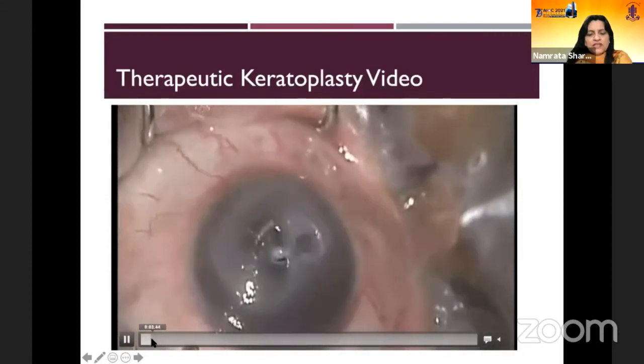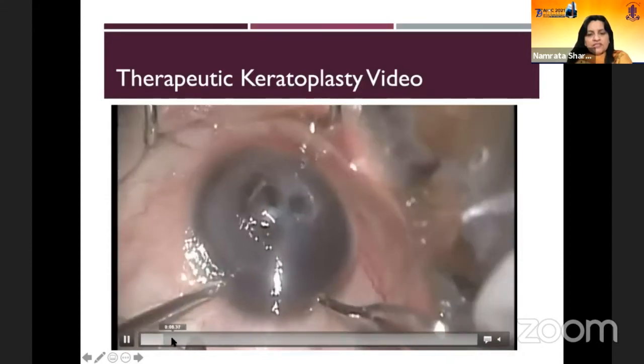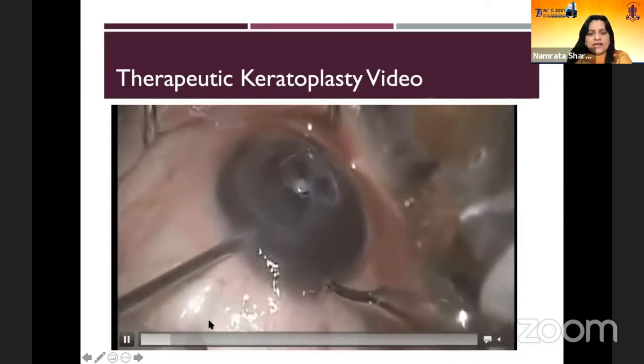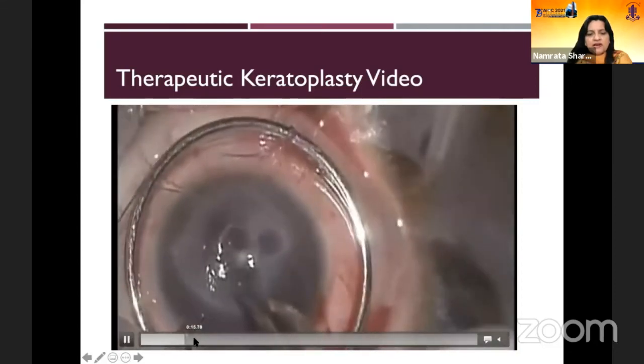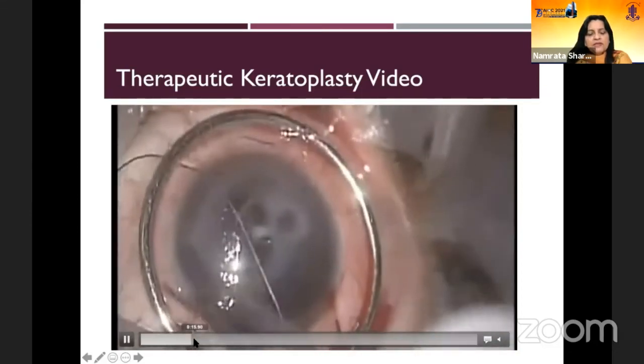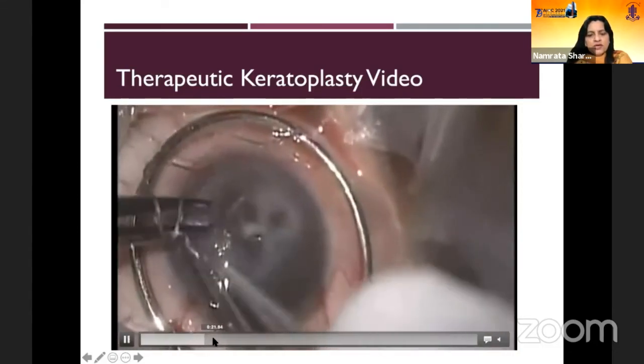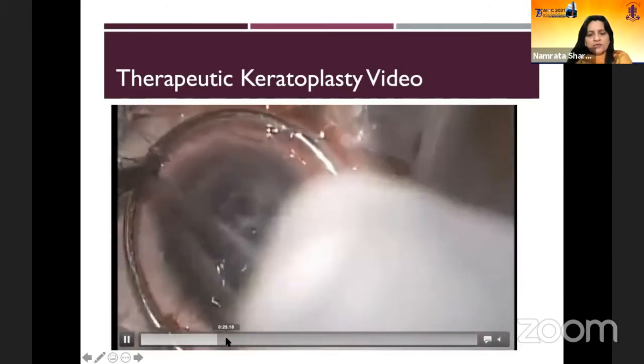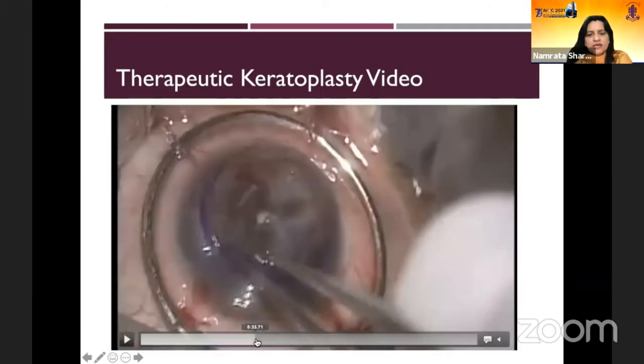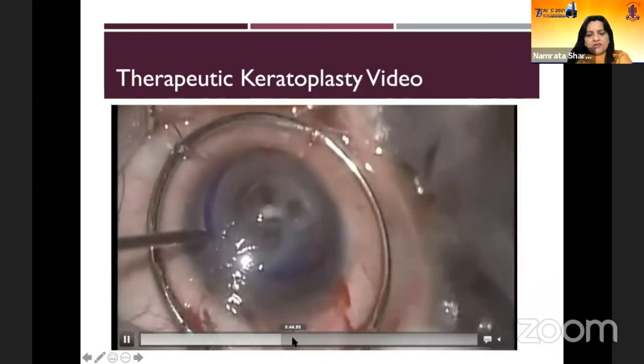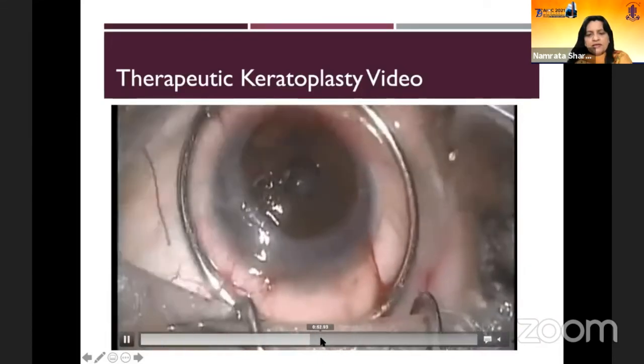Now, this is just to show another case. The size of the lesion is being measured here. Now, this tends to be eccentric, so an eccentric graft is being planned. The Flieringa ring can be anchored with the help of the Vicryl sutures. And this is followed by the trephination, which is then done.